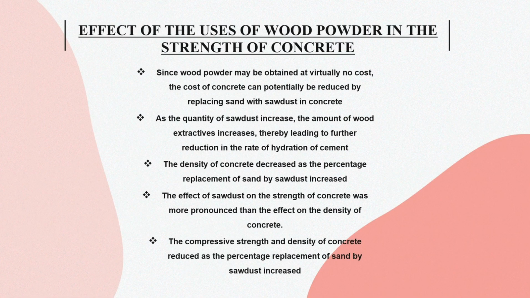Next, I would like to present about the effect of the uses of wood powder on the strength of concrete. Since wood powder may be obtained at virtually no cost, the cost of concrete can potentially be reduced by replacing sand with sawdust in concrete. As the quantity of sawdust increases, the amount of wood extractives increases, thereby leading to further reduction in the rate of hydration of cement. The density of concrete decreases as the percentage replacement of sand by sawdust increases.